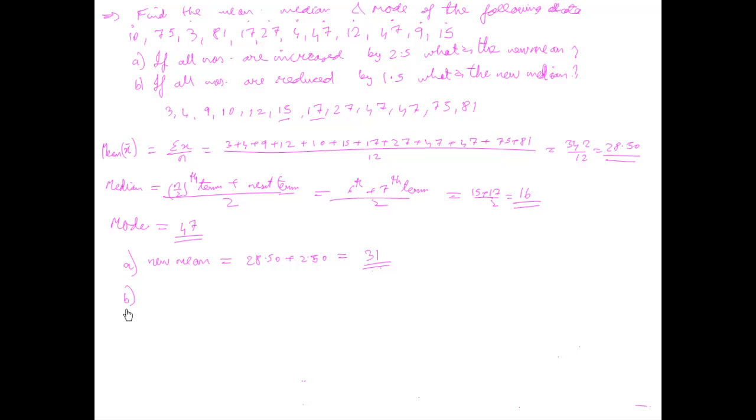Now, second case, children, if all numbers are reduced by 1.5, each number is reduced by 1.5, all of them are reduced by 1.5, children. This number accordingly would come out to be 13.5. Accordingly, children, this would come out to be 15.5, and the average between the two would come out to be new median, given by symbol Q2. Same thing, children, 6th term plus 7th term by 2, which would be 13.5 plus 15.5 upon 2, and obviously, children, the answer would come out to be 14.5.